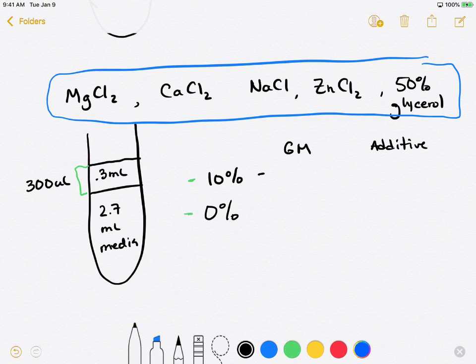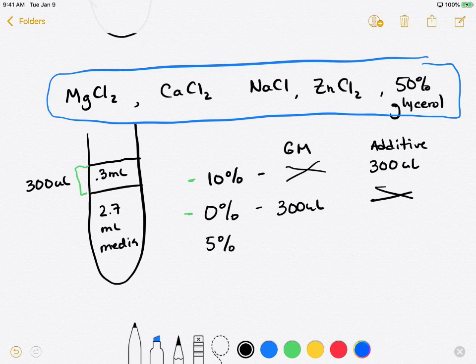To create the 10% additive tube, you would not have added any general media, but you would have added 300 microliters of whichever additive you chose to test. For the 0% tube, you would have added 300 microliters of general growth media, but no additive. You would then use this to create other concentrations. I'm not sure what you might have chosen. If, for instance, you chose 5%, you may have used 500 microliters of general media and then 150 microliters of additive. This was the experiment in Unit 10.